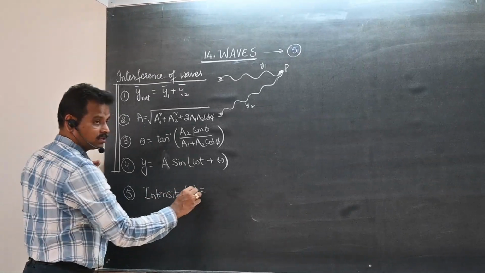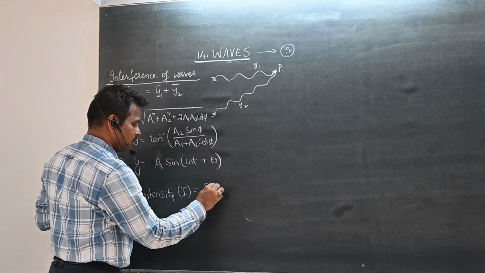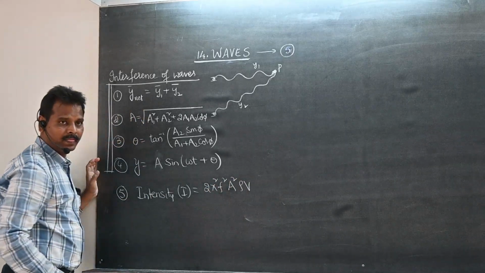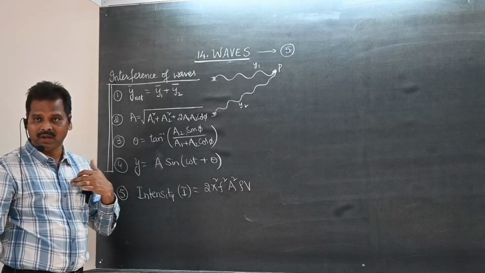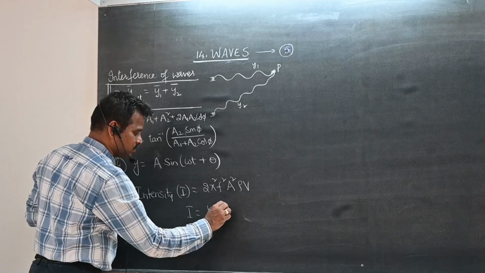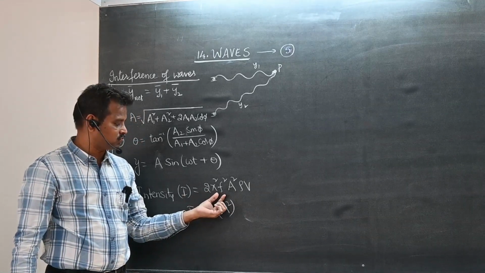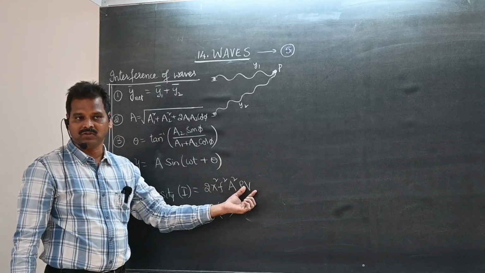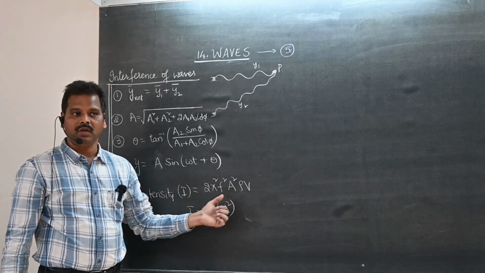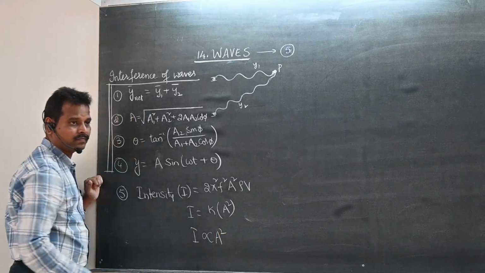In the previous class I gave an expression for intensity, 2π²f²a²ρv. In this expression, intensity is equal to k into a squared. Why k? 2 is a constant, π is constant, frequency is constant, density is constant, velocity of the wave is constant. If you combine all these constants, you get k. So intensity is equal to k into a squared. Can I write intensity is directly proportional to a squared?